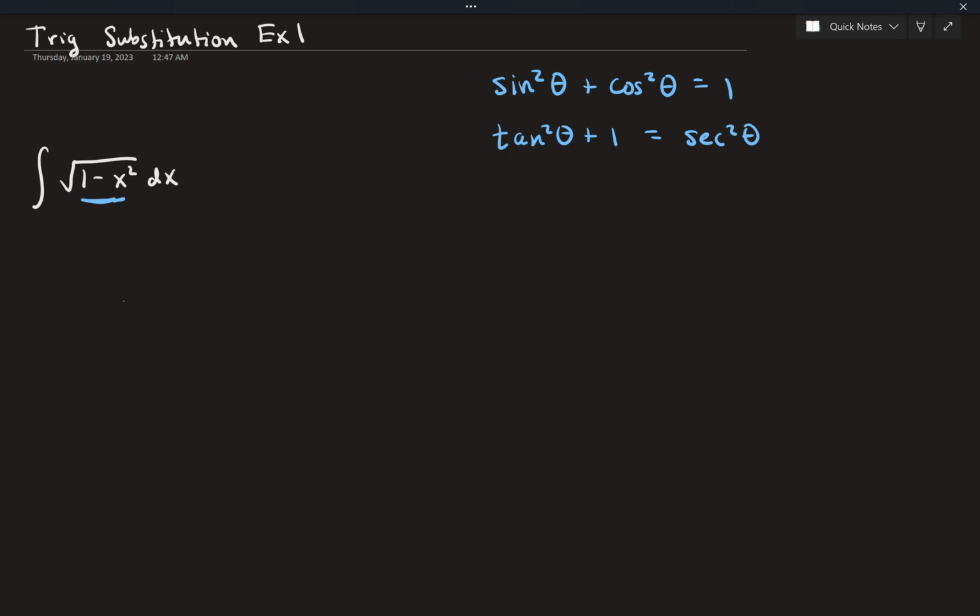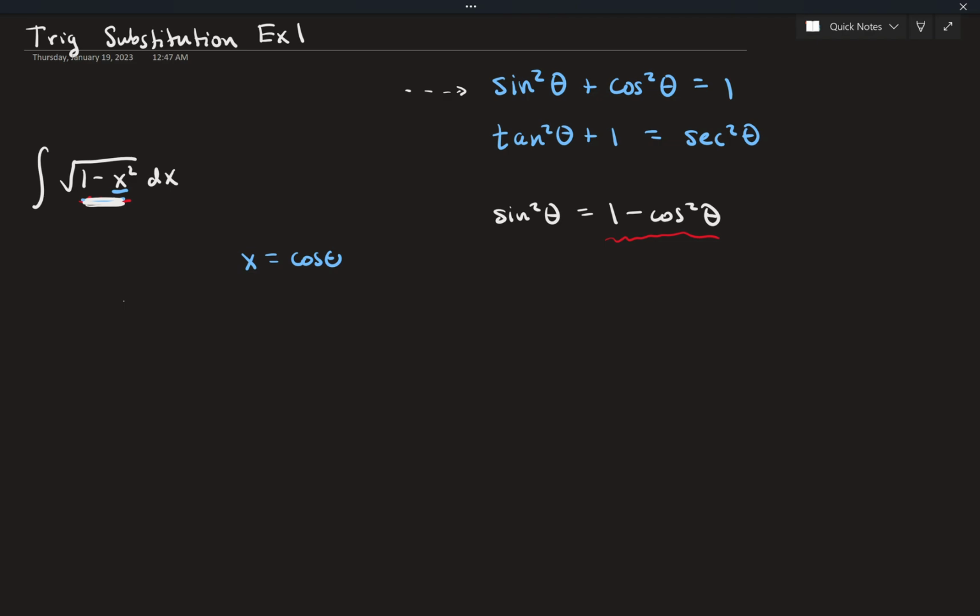Okay, here we go with our first example video for trig sub. So what I notice here for this first integral of the square root of 1 minus x squared is that this one looks a lot like this top Pythagorean identity, except if I moved one of them over to the other side. So let's say I move cosine squared theta to the other side. Then this 1 minus cosine squared theta looks a lot like this 1 minus x squared if I let x be cosine theta. So that's the sub I'm going to use.